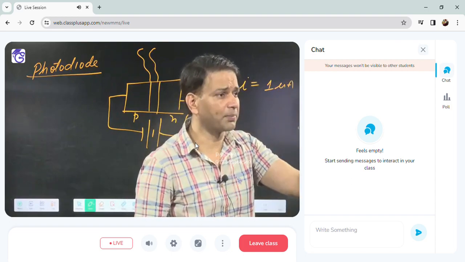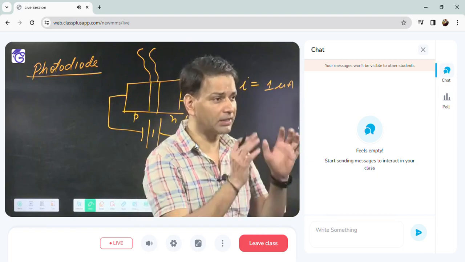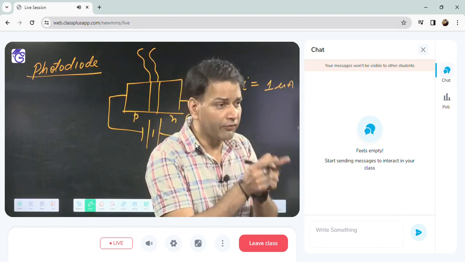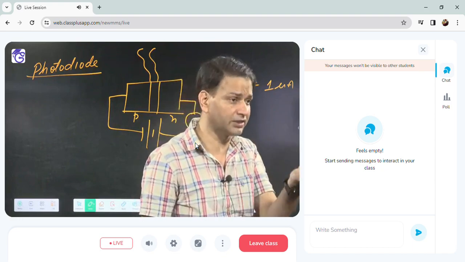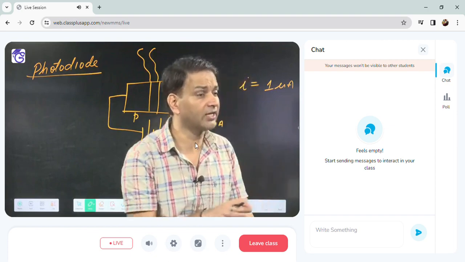This is the light or optical signal. So they have the photon. When they have the photon, what will happen? The diode will absorb the photon. Diode will absorb the photon if the energy of the photon is greater than the energy gap.